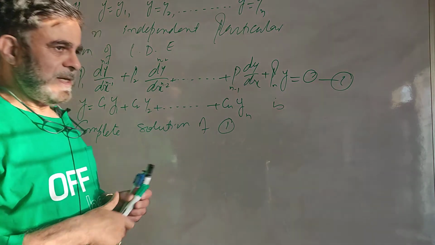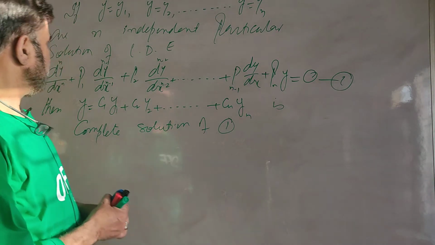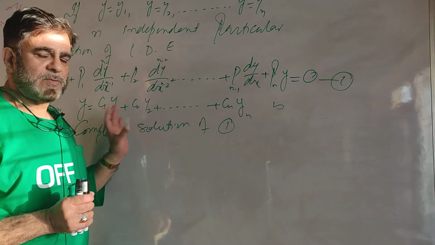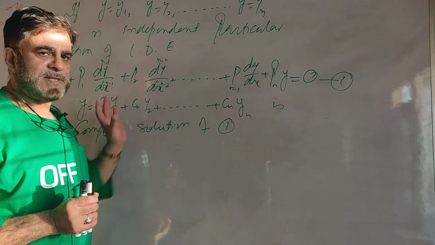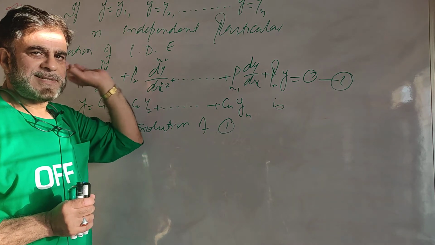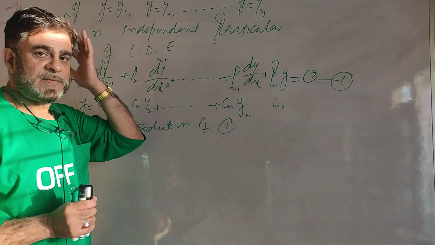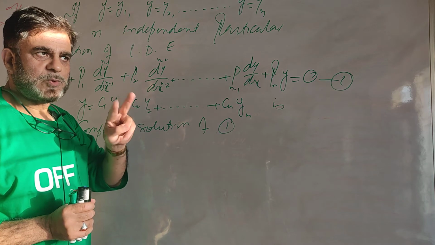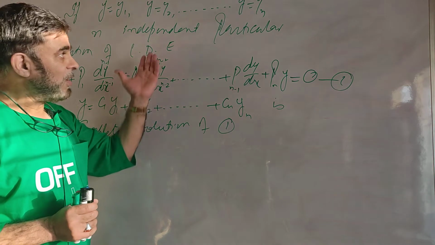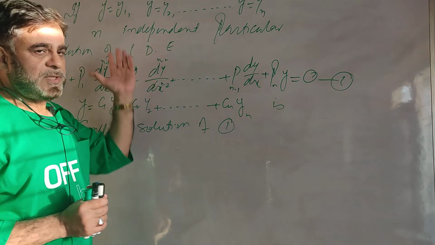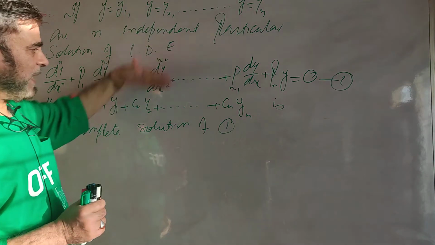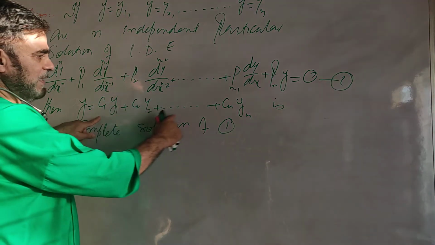Why is it complete? Because we have a fundamental theorem that states the number of arbitrary constants involved in the solution of a differential equation depends upon its order. If the order is second, it must involve two constants, C1, C2. If the order is third, then three constants. Here the order is n. These are the particular, independent solutions, and we combine them with the constants C1 Y1, C2 Y2, and so on to Cn Yn.